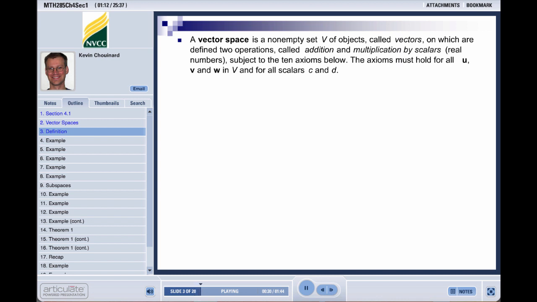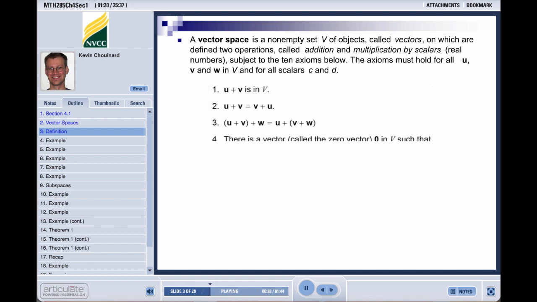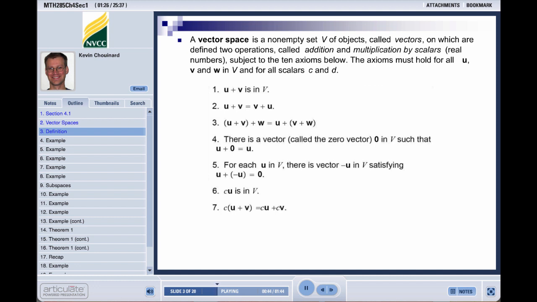First of all, when you add two vectors u and v, the result stays in the vector space. The second axiom says that vector addition is commutative. The third says that vector addition is associative. There's an identity element, 0, for vector addition. There are inverses: for each u, there's a negative u, so that when you add them together, you get the identity element 0.